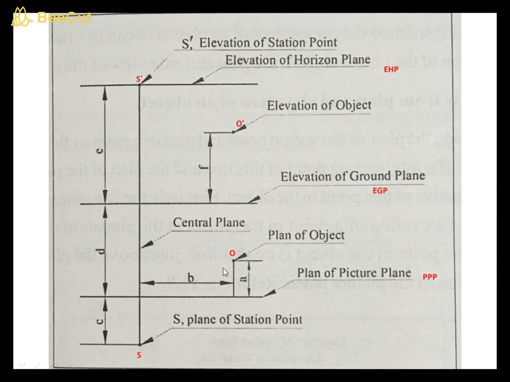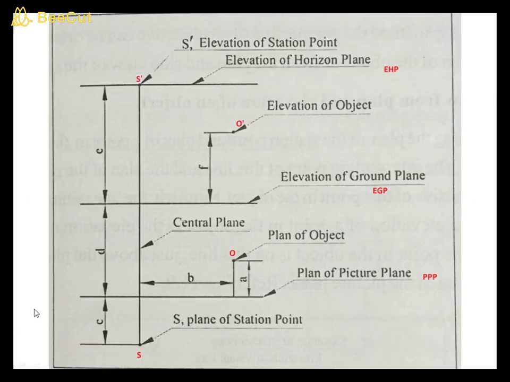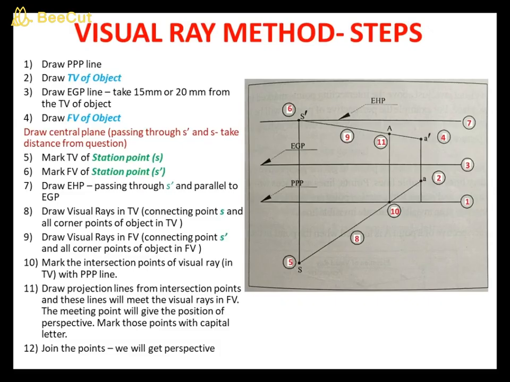But the visual ray in top view is intersecting somewhere on the PPP line, the picture plane. That will give you the position of the perspective in top view. So you can mark that point. From there you can draw a projection line to the visual ray in front view, and it will meet somewhere on that visual ray. That will give you the perspective of the single point O. You can mark capital O there. So these are the nomenclature associated with the perspective projection.